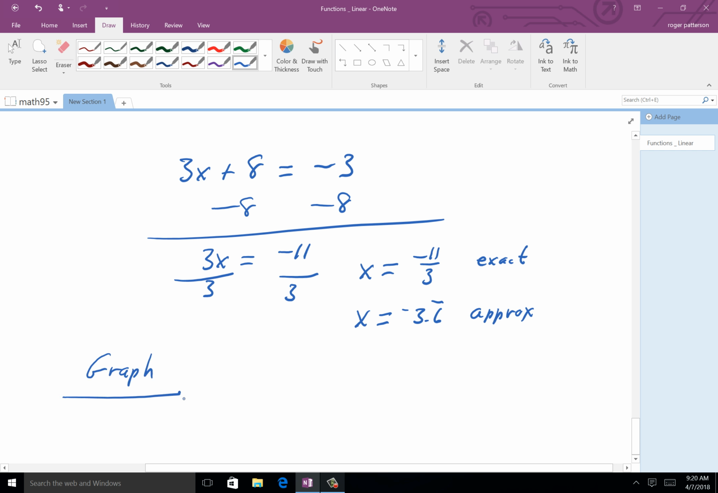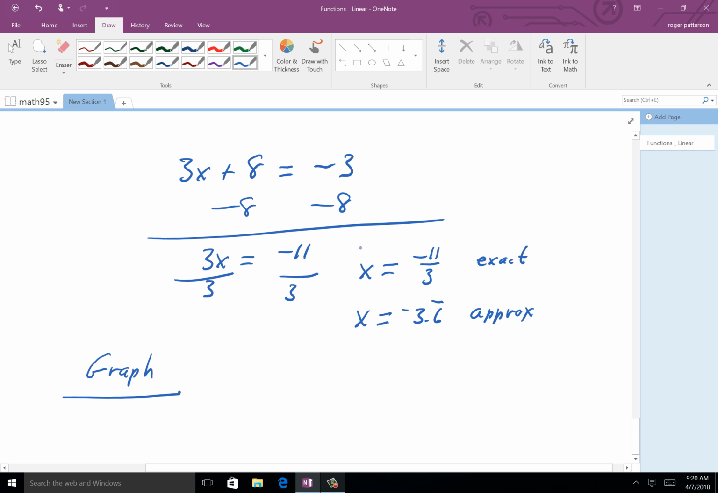So 3x plus 8 was on the left side of the equal sign, and y equals negative 3 is on the right side of the equal sign. I don't know why I'm getting this thing here, because I wanted negative 3 and it thinks it's a slider. I don't know why it does that. I've never seen that before.